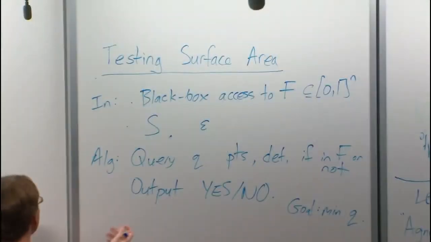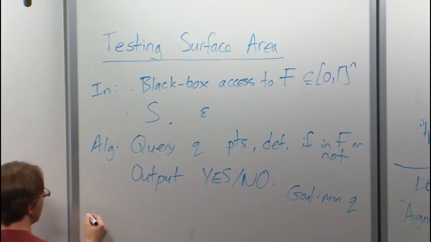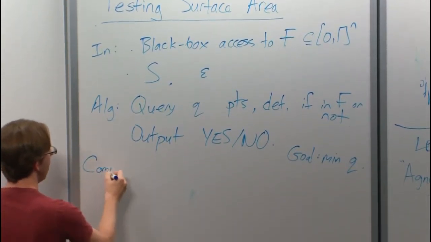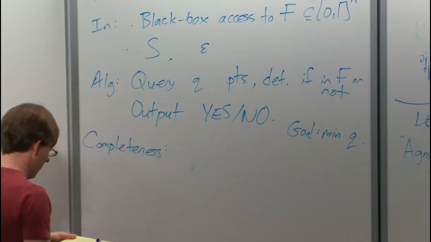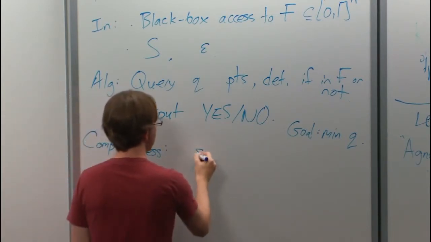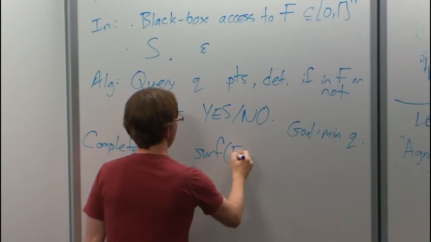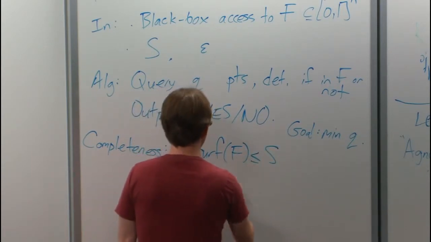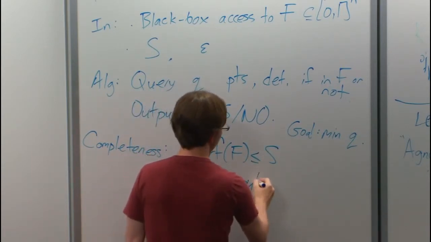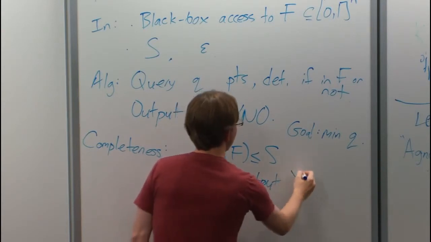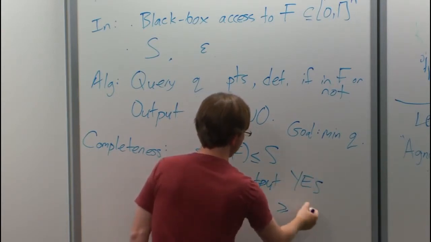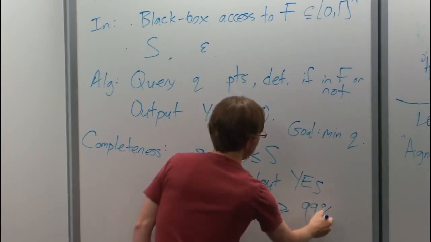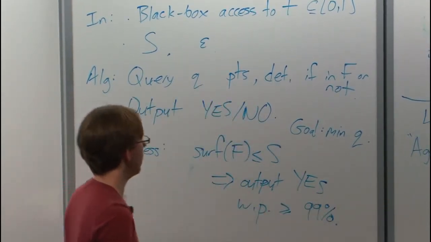Okay, and it outputs yes or no for some reasons. It has two things that it's trying to satisfy. The first one is called completeness. This means that if the unknown set actually does have surface area at most S, the target, then you should output yes with high probability. Let's say at least 99%. You can boost that to something higher if you want.